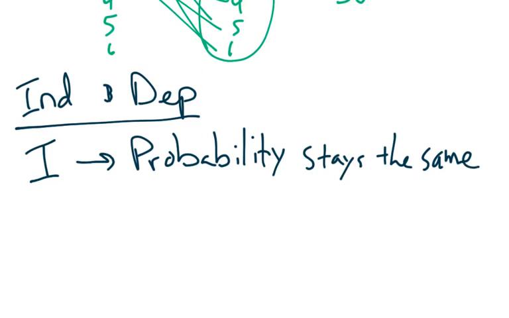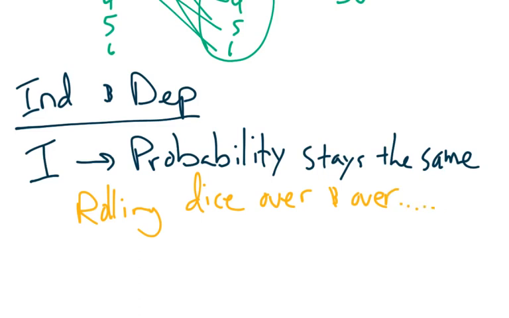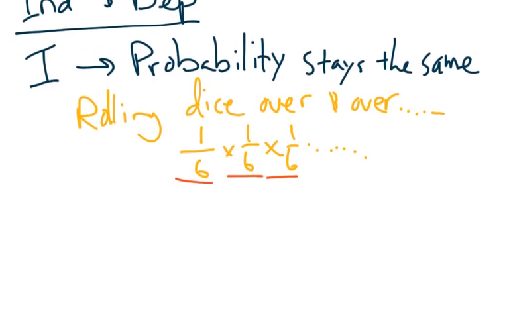So for that one, let's use that idea of rolling dice over and over again. Every time you roll the dice, especially if you're just looking for one number, you have a 1 out of 6 chance of getting it. And then you're going to times it by 1 over 6, and you're going to times that by 1 over 6. You're going to keep doing that over and over again to find the probability you want. The probability here is staying the same. It's constantly 1/6.